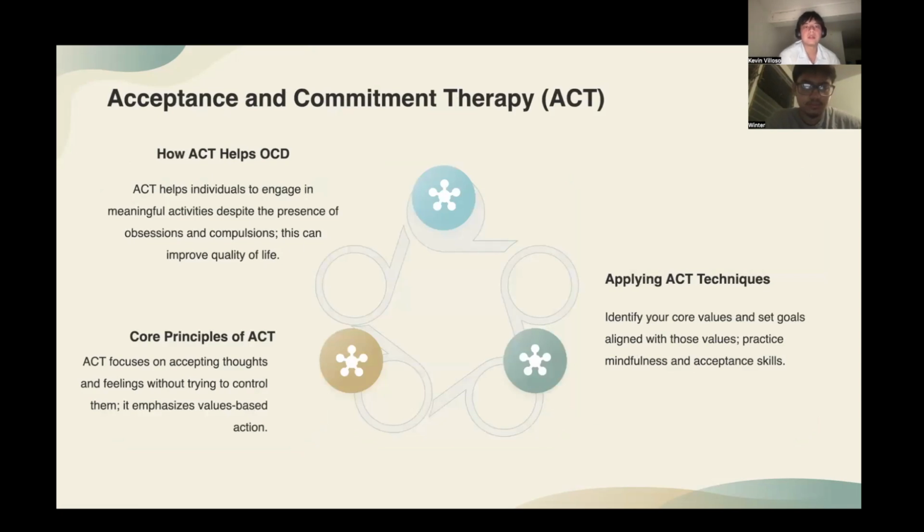Acceptance and commitment therapy, ACT. How this helps: it helps individuals to engage in meaningful activities despite the presence of obsessions and compulsions. This can improve the quality of life. The core principles focus on accepting thoughts and feelings without trying to control them. It emphasizes value-based action. And you can apply this by identifying your core values and setting goals aligned with those values.